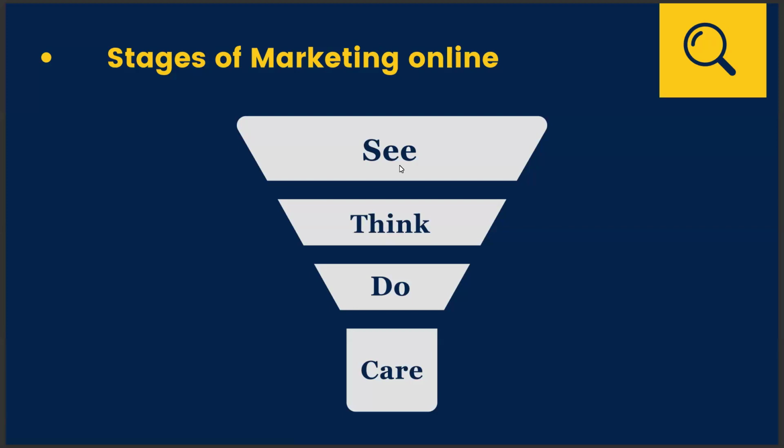And then you have the Think stage. The Think stage is where people who have seen your brand are now thinking about your brand. That's the people who are going to think about your brand after seeing it. And you can see that from that top, it reduces down here, right? And then we now have the Do stage. The Do stage is where they now say, okay, after I've seen this brand, I've thought enough, I want to take action. I want to buy what they are selling. I want to patronize their services, right?